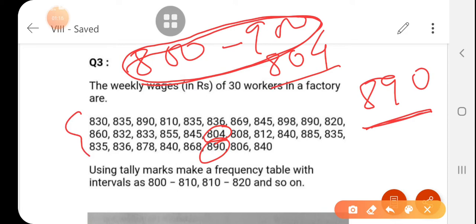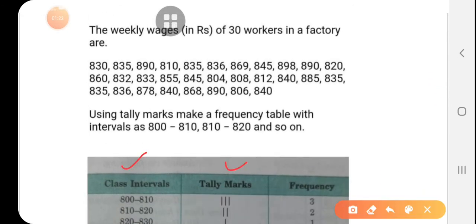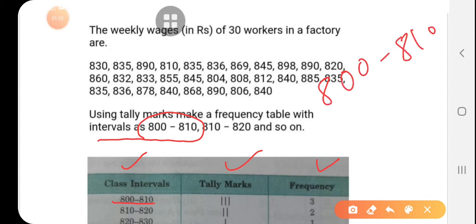To make a frequency table, you have these columns: class interval, tally marks and frequency. As it is already mentioned that the interval should be 800 to 810, take the interval 800 and 810. This is the first interval. In this interval, you have to find out how many numbers are there. One thing you should remember: this is a continuous class interval. Look here, this is 810. I will write here 800 to 810, again 810 to 820.